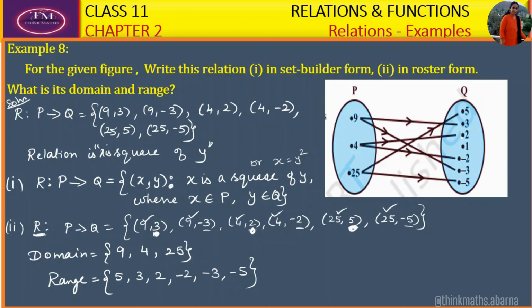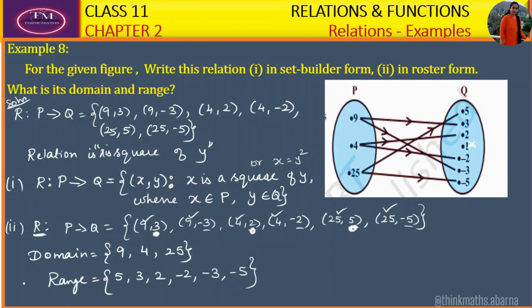So even you can find the range from the arrow diagram. So whatever here it is marked. Here only thing, 1 is not marked. So the range will be 5, 3, 2, minus 2, minus 3, minus 5. Okay. So these are the range and the domain. Here all the elements are marked. So domain will be 9, 4, 25. Okay. Understood?